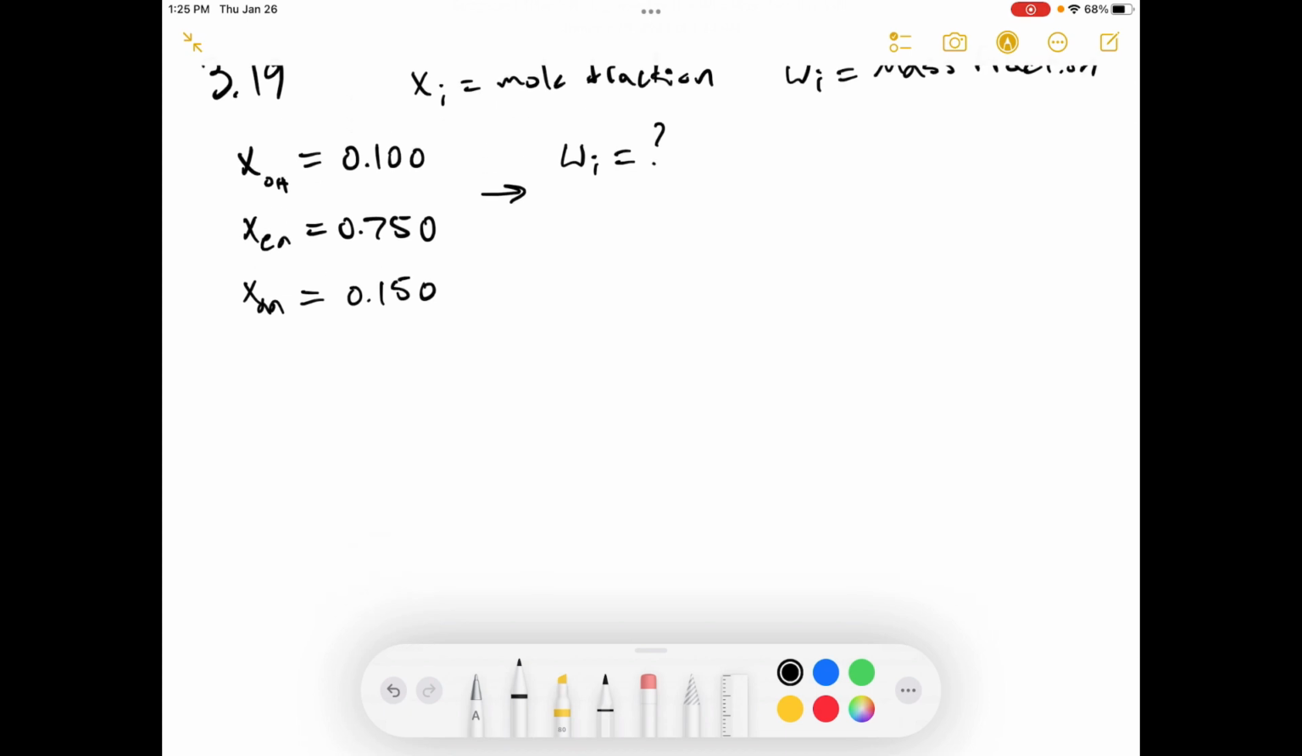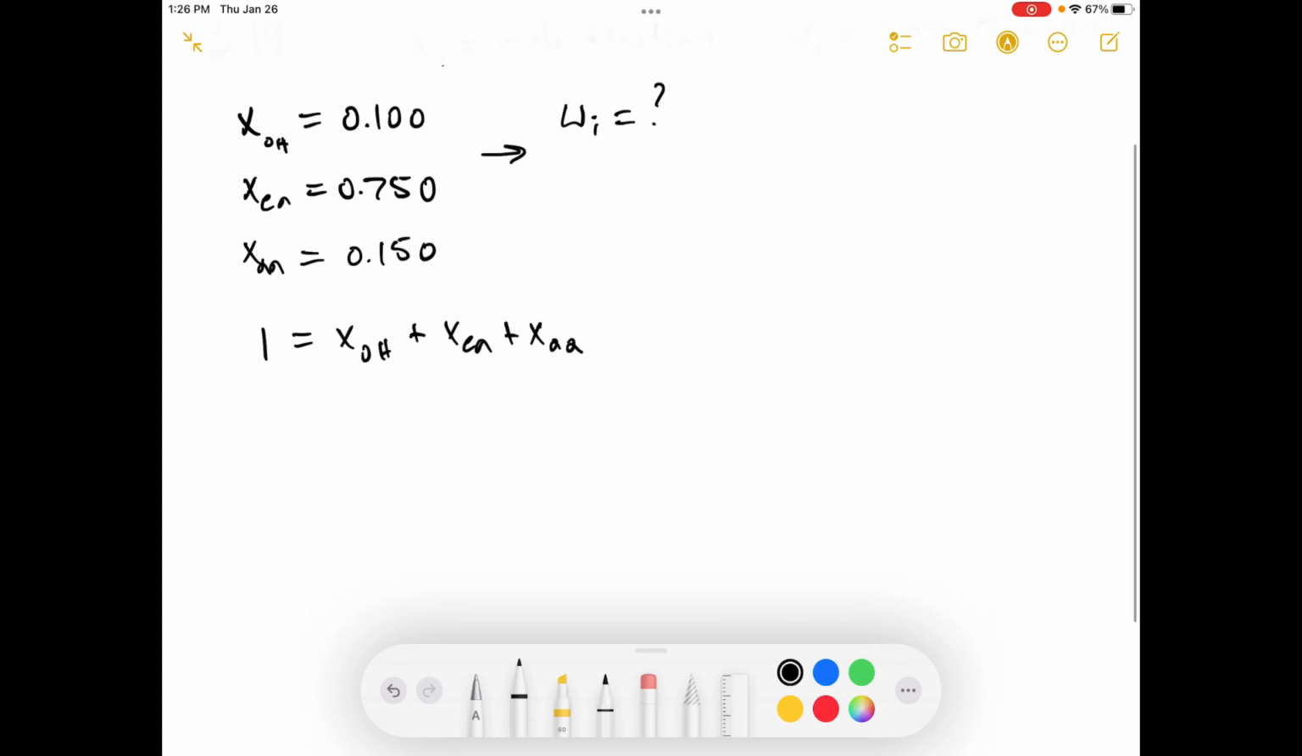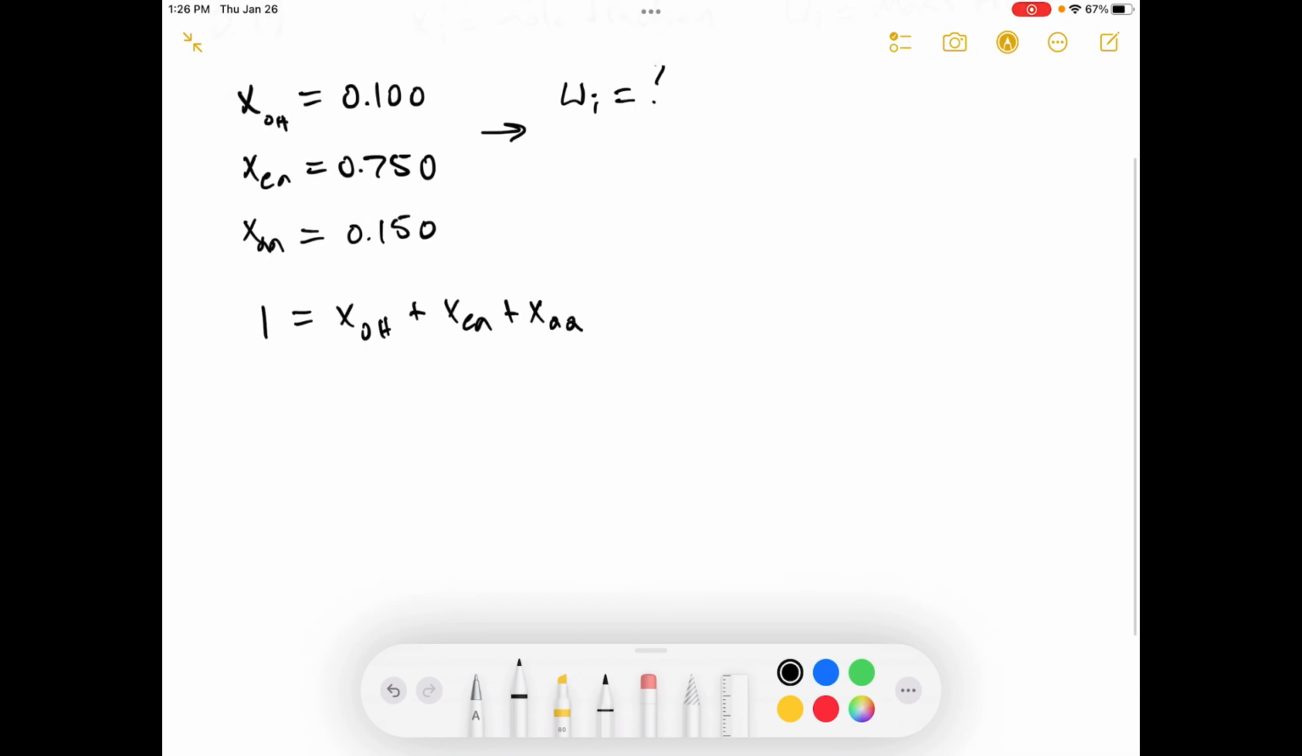So let's start with the basis that we just have 1 mole of this mixture. If we have 1 mole of this total mixture, that means this is a true statement: if I add up each one of these, then we have 1 mole. That would mean we have 0.1 mole of the alcohol, 0.75 moles of the ethyl acetate, and 0.15 moles of the acetic acid. Okay.